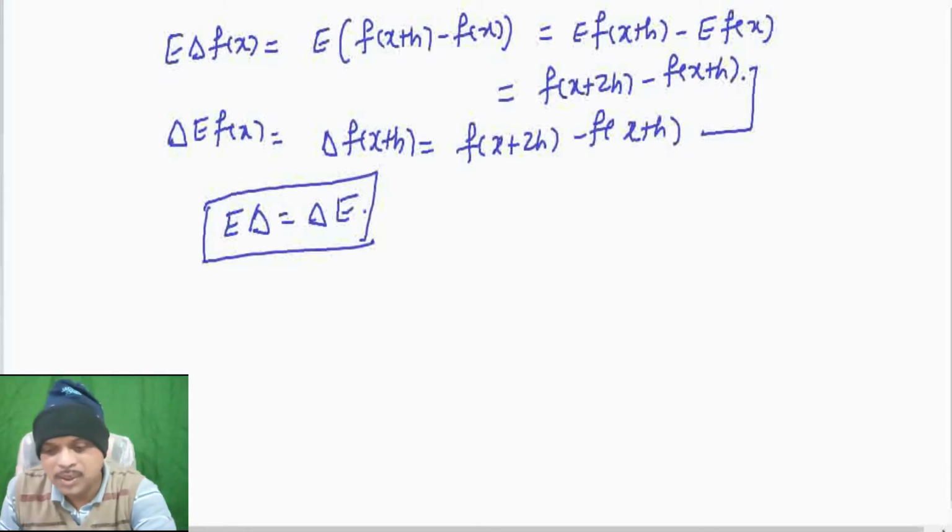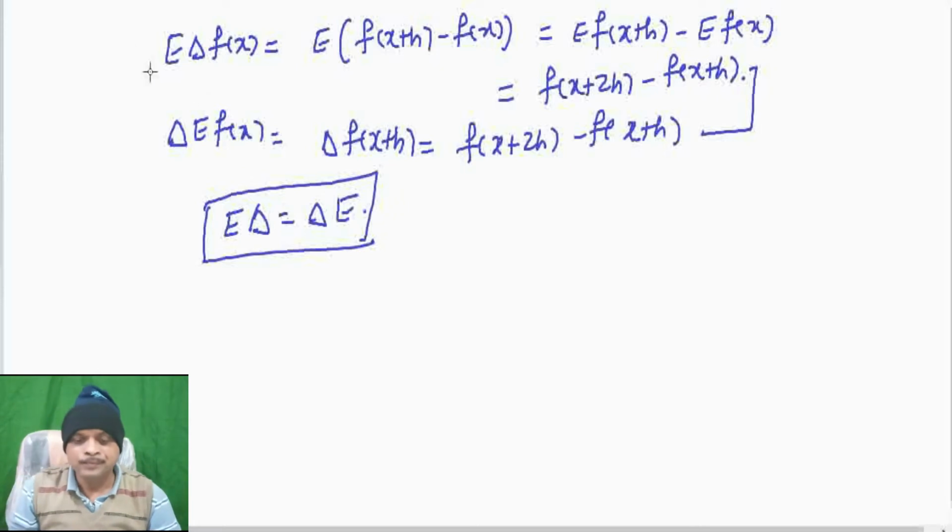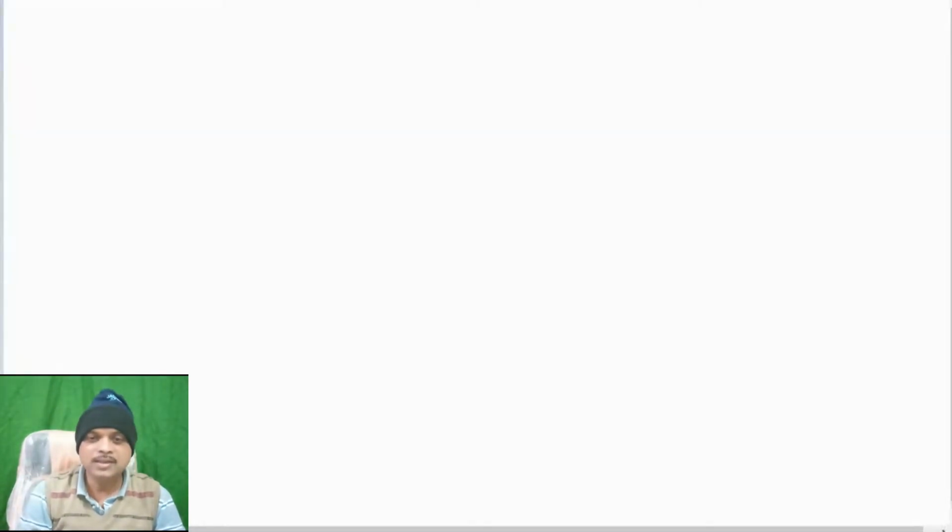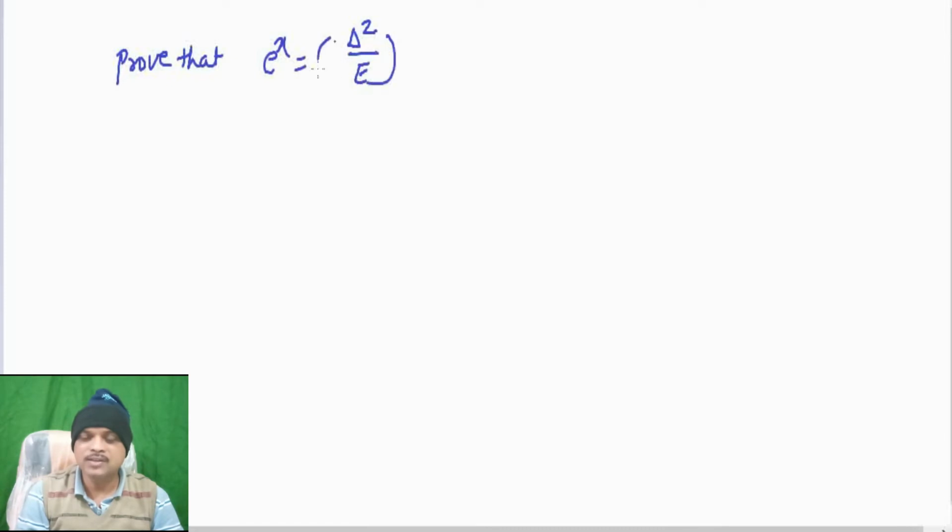Now let us prove one problem. Prove that e raised to x equal to delta square divided by E into e raised to x, equal to E into e raised to x divided by delta square e raised to x.